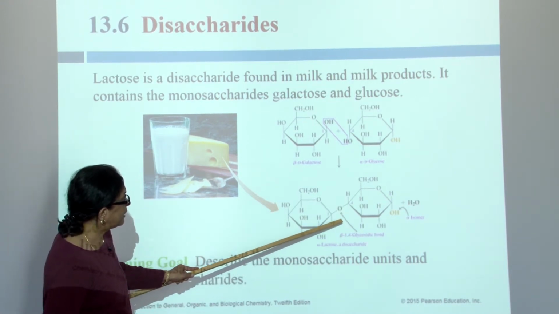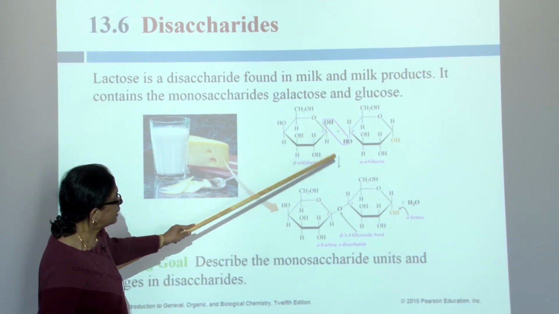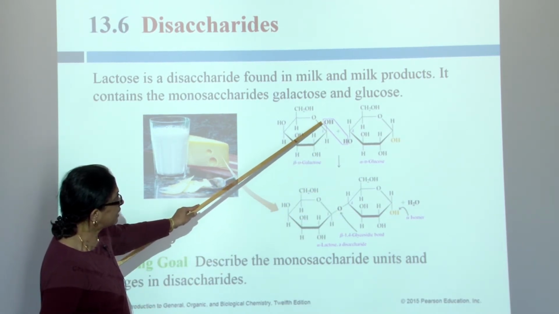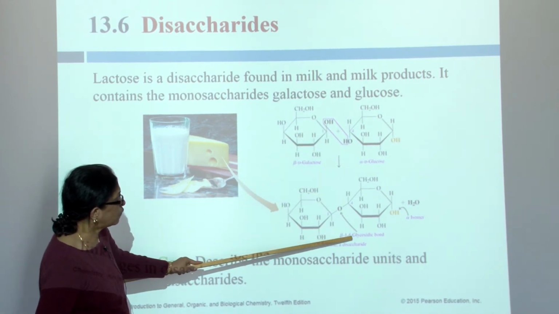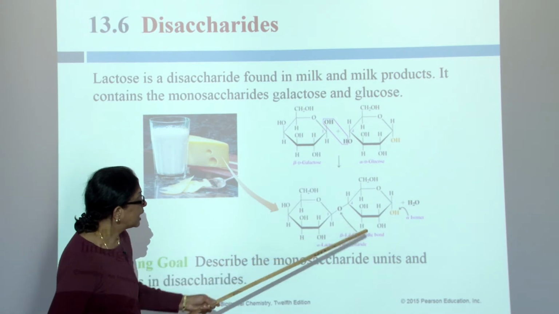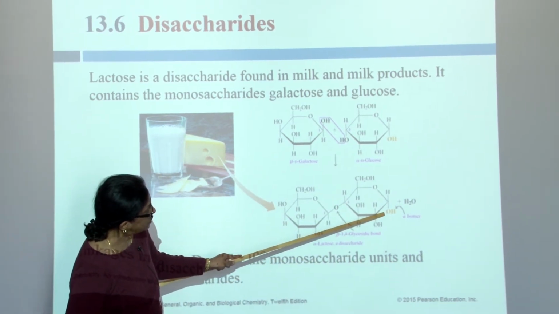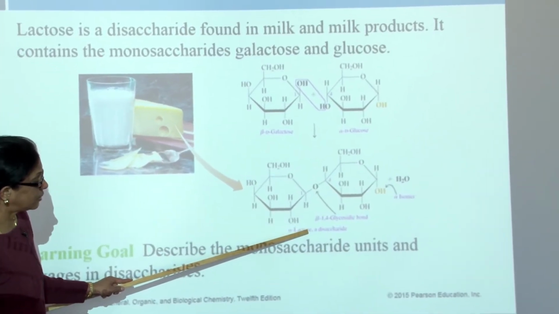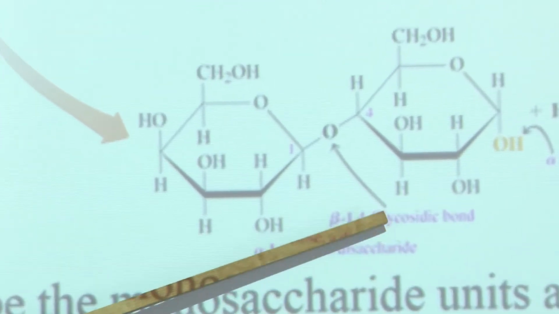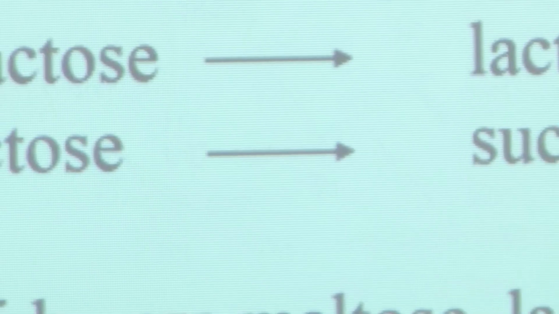This is the beta isomer involved in the bond. So it's the beta 1,4 glycosidic bond. And the remaining isomer here is the alpha isomer, so we call this alpha lactose. This is a disaccharide, and this is what we are going to discuss in this unit.